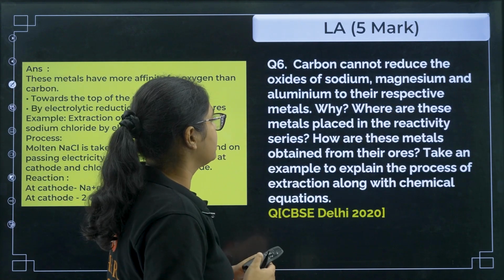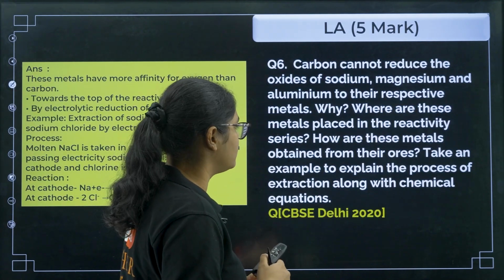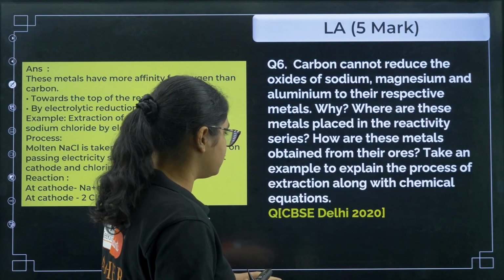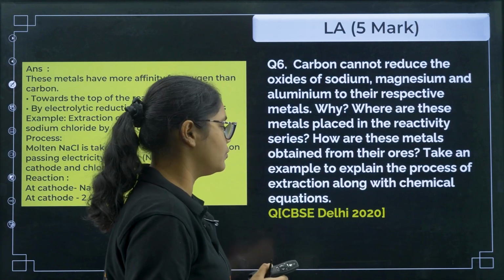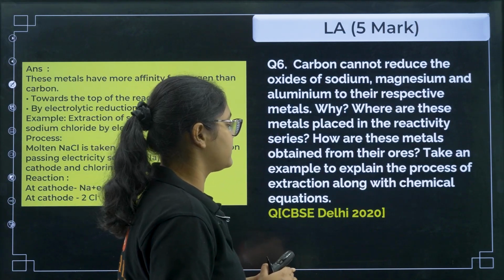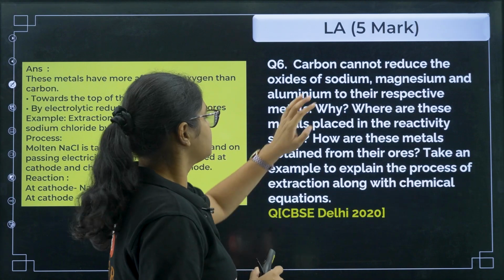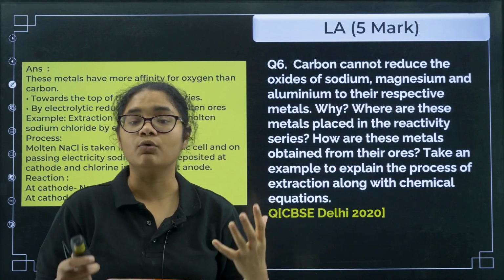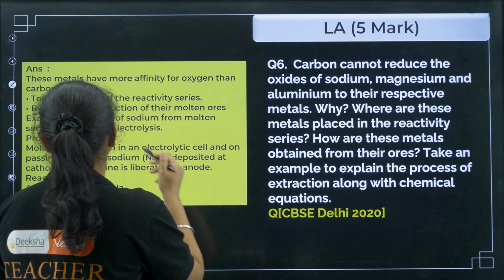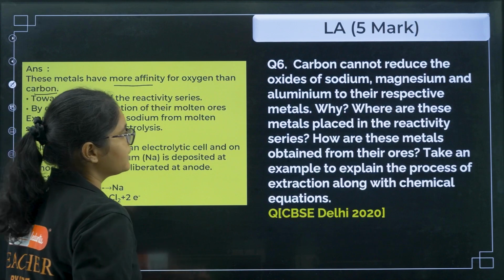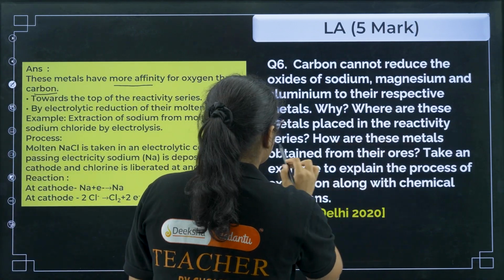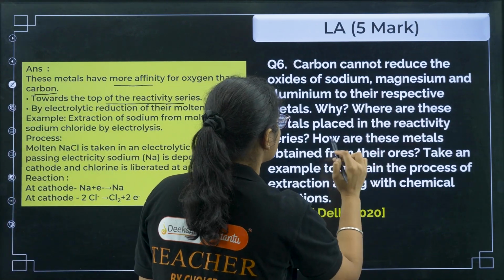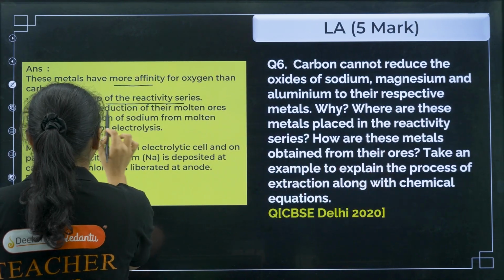Next, carbon cannot reduce the oxides of sodium, magnesium and aluminium to their respective metals. Why? And where are these metals placed in the reactivity series? How are these metals obtained from their ores? Take an example to explain the process of extraction along with the chemical equation. Carbon cannot reduce the oxides of sodium and magnesium because these metals have more affinity for oxygen than carbon. Next, where are these metals found in the reactivity series? They are found at the top of the reactivity series. Now, how are these metals obtained from their ores? They are obtained by electrolytic reduction.